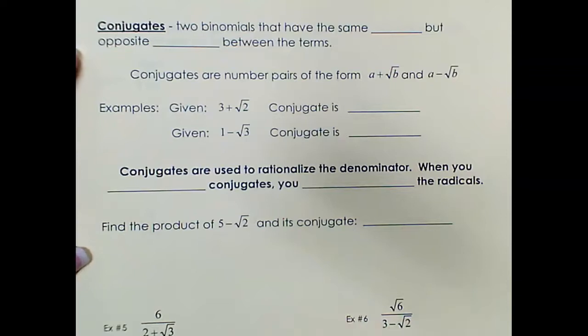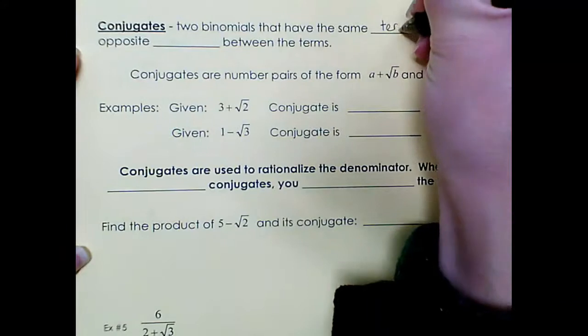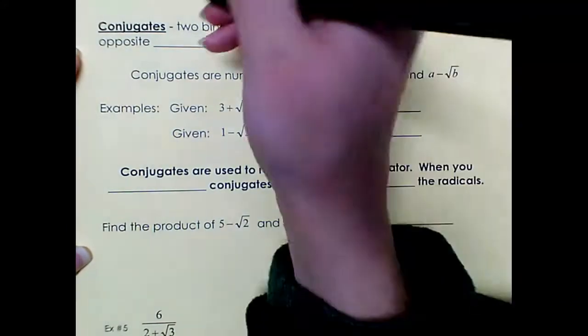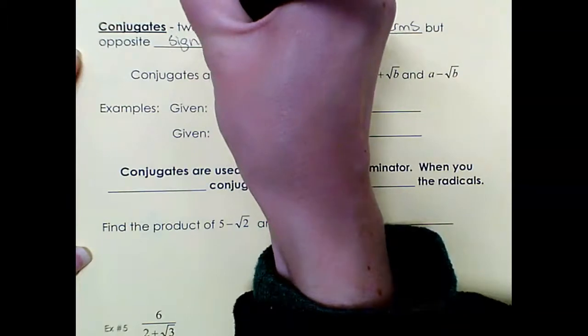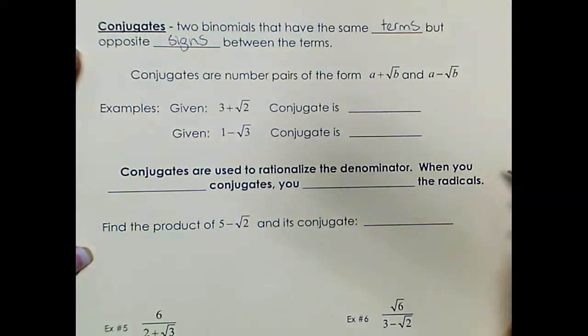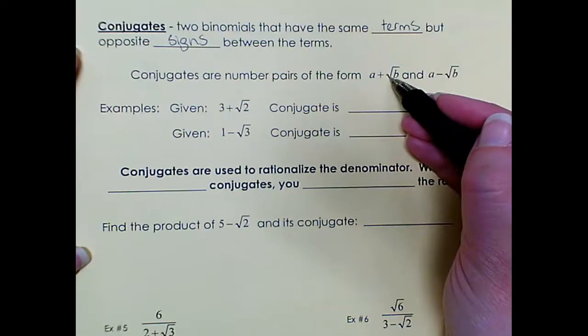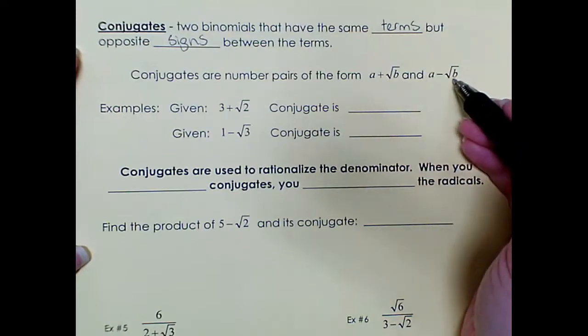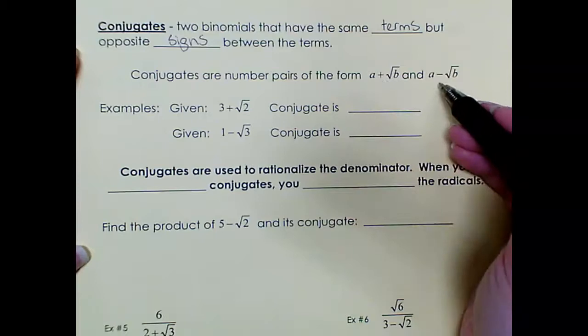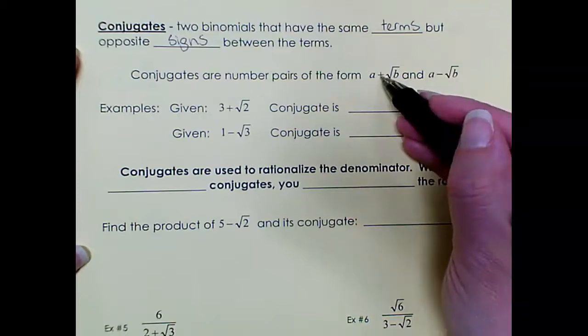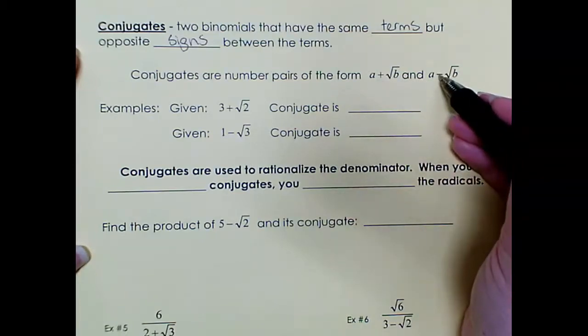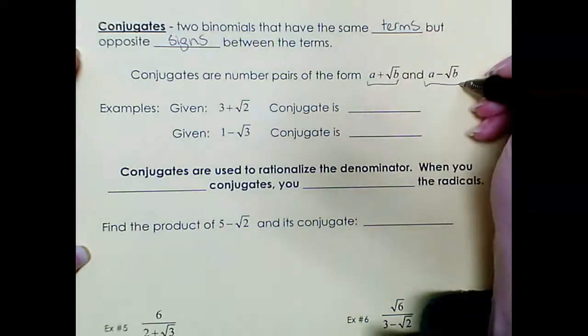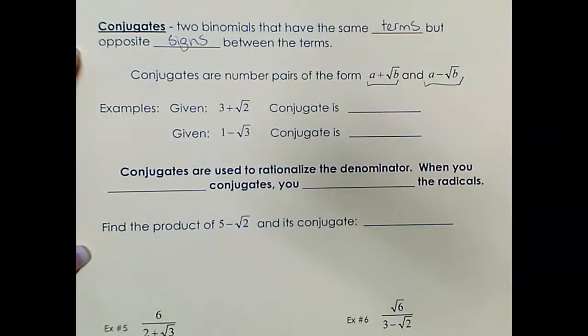It's called a conjugate. A conjugate, or sorry, conjugates, plural, is two binomials that have the same terms, but they have opposite signs between them. Conjugates are number pairs of the form a plus square root of b and a minus square root of b. Notice that the a and the square root of b are the same thing in each term, but here a plus sign separates them and here a minus sign separates them. This and this are conjugates. It's a pair of conjugates.